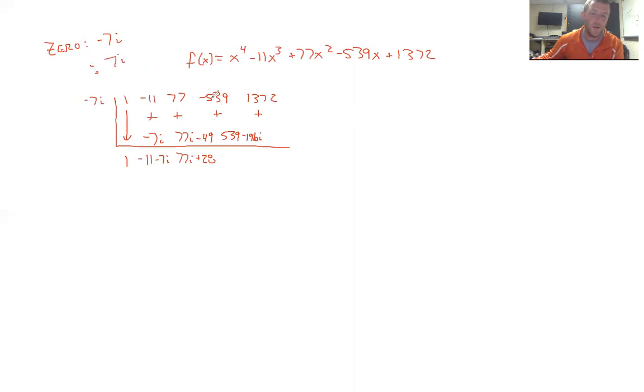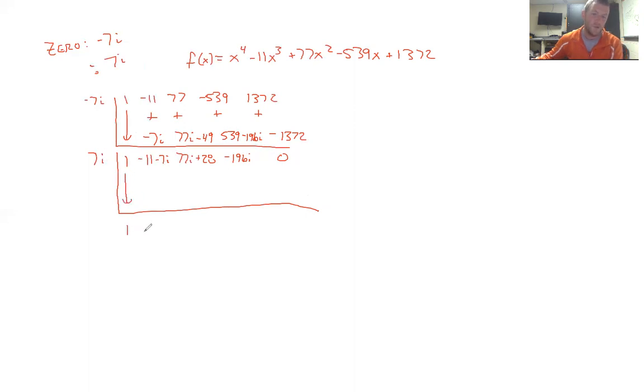Okay. Add those together. Notice that crosses off, so I'm down to negative 196i. And then multiply these two out, and you get negative 1,372. 0. Okay. Notice you got a 0. If that wasn't 0, you didn't do it right. Okay. So we're going to use synthetic division one more time with the results from this. And we're going to do it with positive 7i.